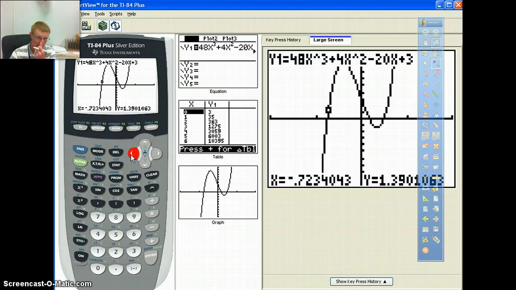I'm at -0.72, and then it goes to -0.76. So that looks like right around -0.75. That means we're going to try -3/4, because that's what -0.75 would be. So we're going to try -3/4, and then we're going to go to our other one.